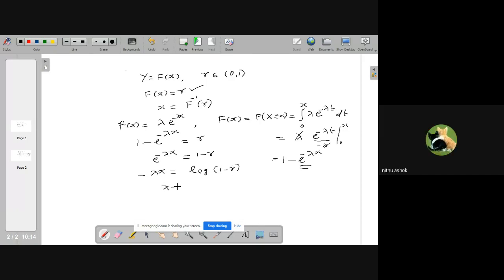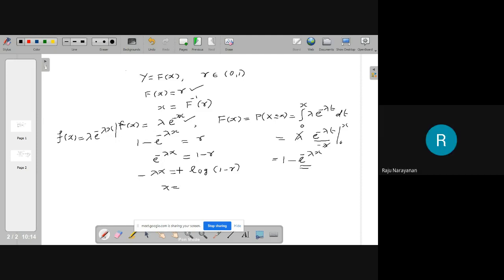Sir, I have a doubt. I did not get that equation, f of x is equal to lambda e raised to minus lambda x. Yes, this is the density function of the exponential distribution. Can we take it randomly, meaning any distribution? I'm explaining the procedure for this distribution. Okay, sir. Okay, thank you, sir.